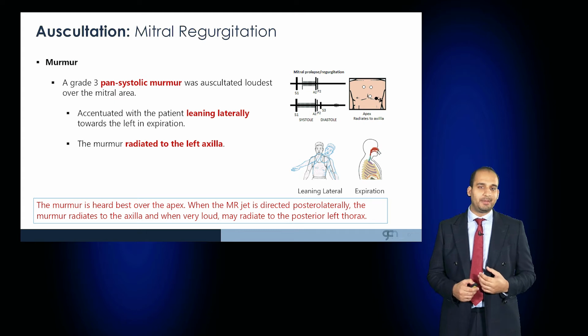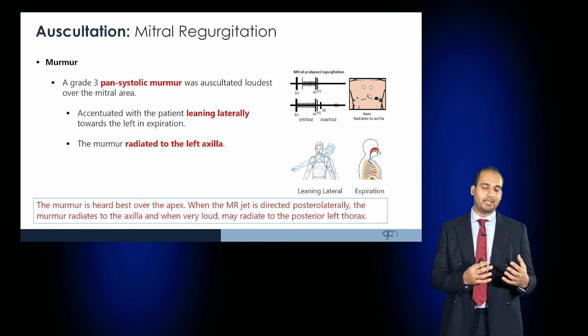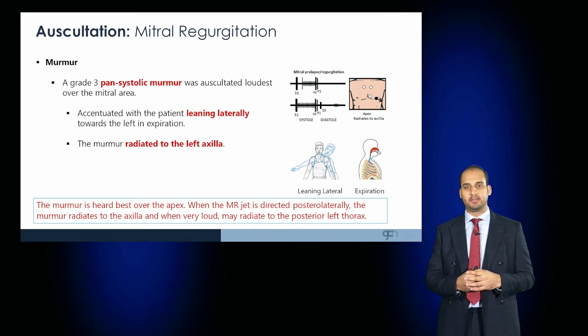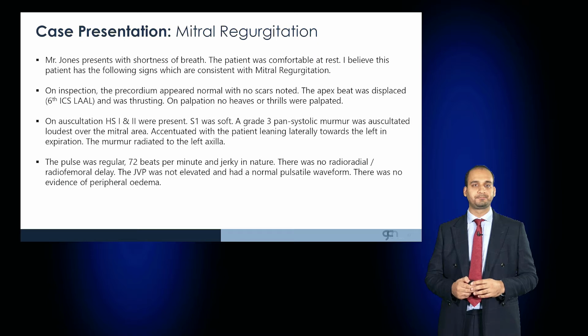Remember that the murmur is best heard over the apex, and the mitral regurgitant jet is directed posterolaterally due to the anatomical location of the heart, and that's why the radiation is to the axilla. When the murmur is very loud, it may also radiate to the posterior left thorax too.